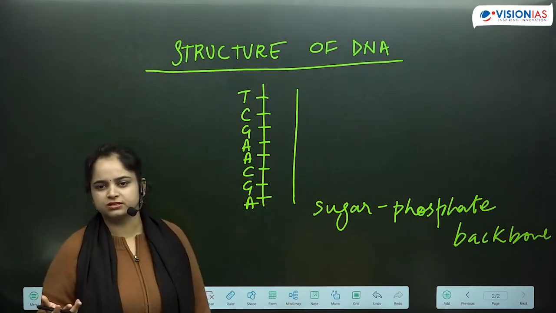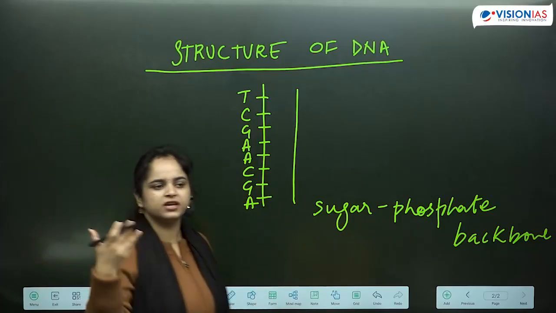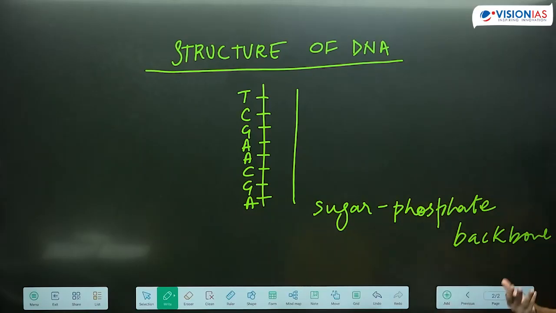Anything can happen. And think of it like this: if you have such a large number of this sequence, so many combinations are going to be possible, and this combination is what makes each of us unique.